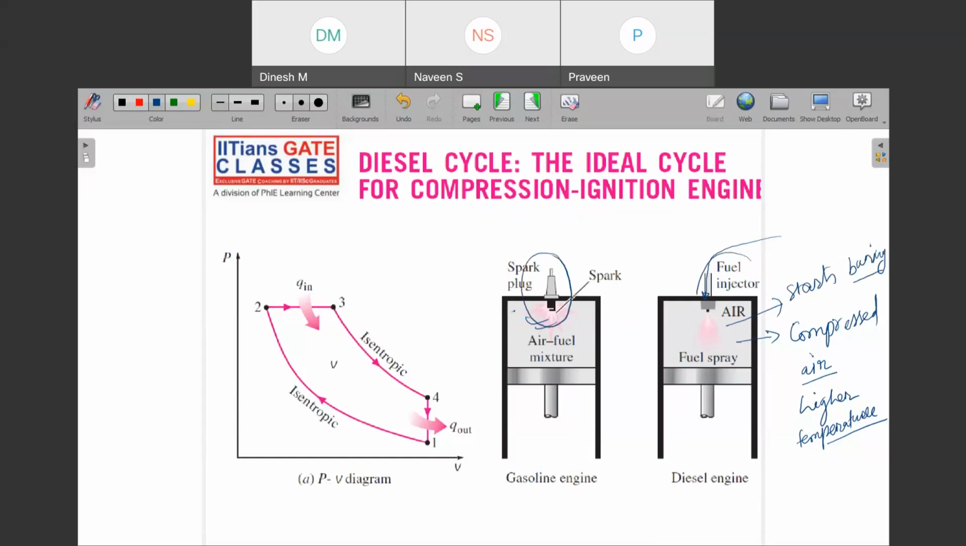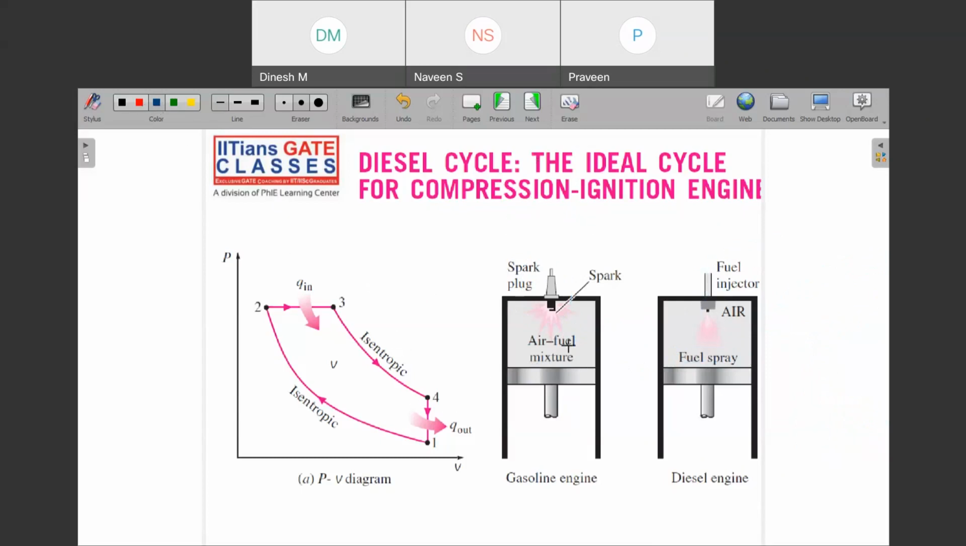Here we have what? Fuel injector. Here your fuel-air mixture was there. Here only air was compressed and fuel later got sprayed. Got the difference? And let us now move to what are the differences in working cycles.